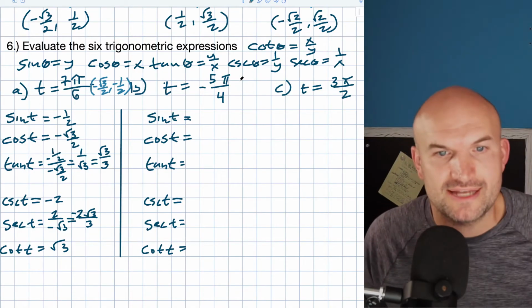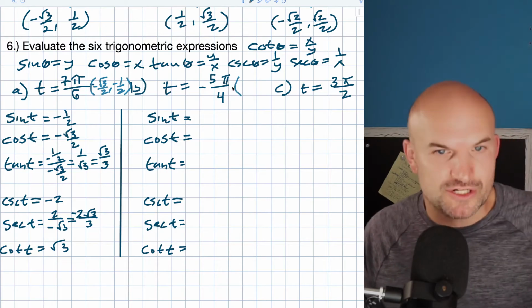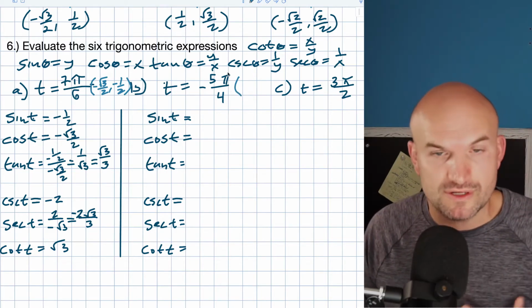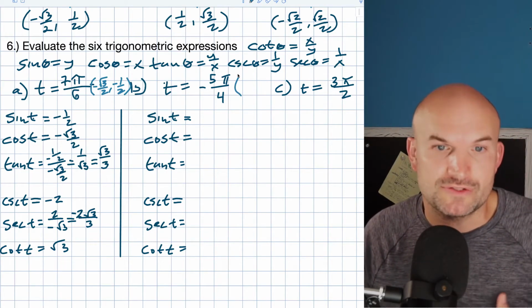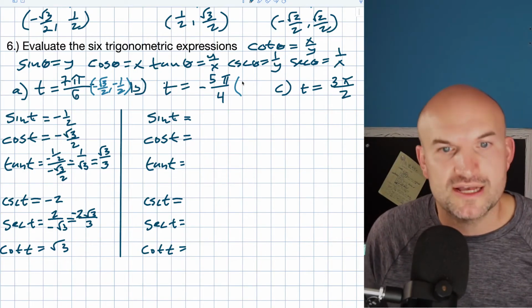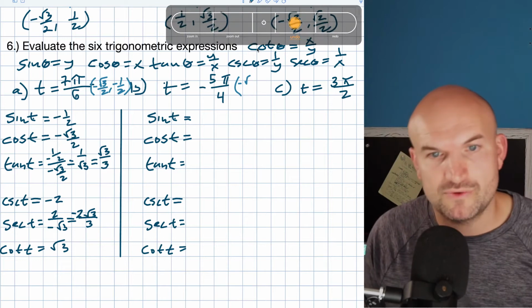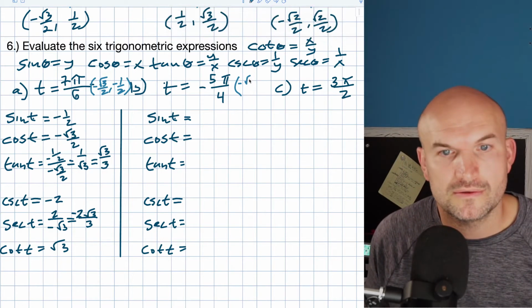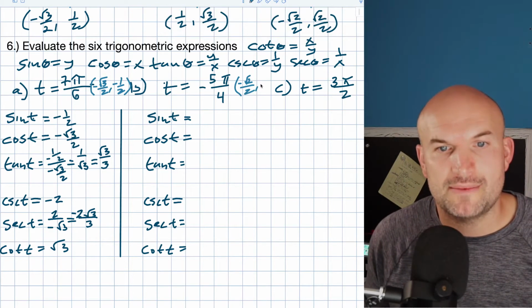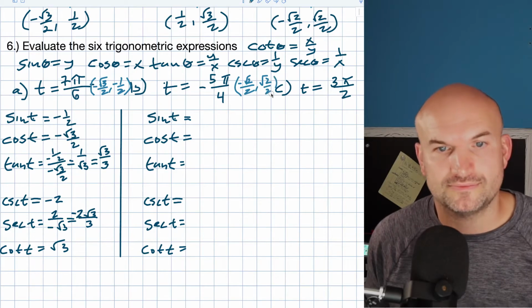I think that's maybe where I asked that. So that's going to be in the second quadrant. The reference angle is going to be pi over 4. So that angle is square root of 2 over 2, comma, square root of 2 over 2. But since it's in the second quadrant, my x is negative. So that's a negative square root of 2 over 2, comma, square root of 2 over 2.